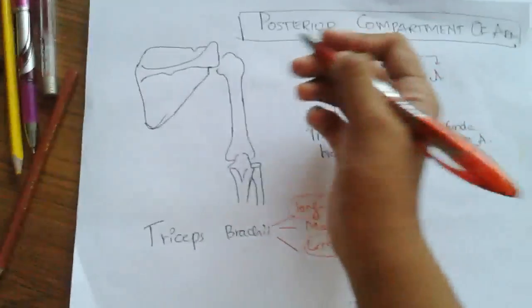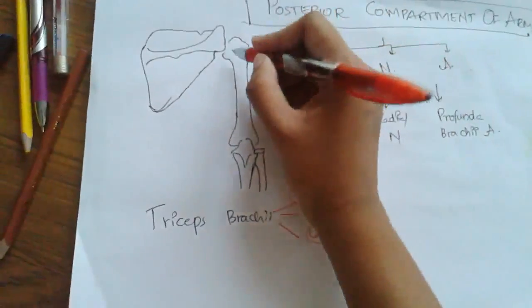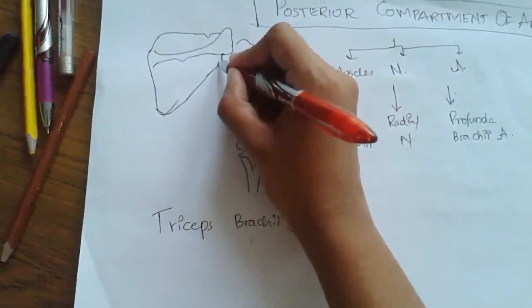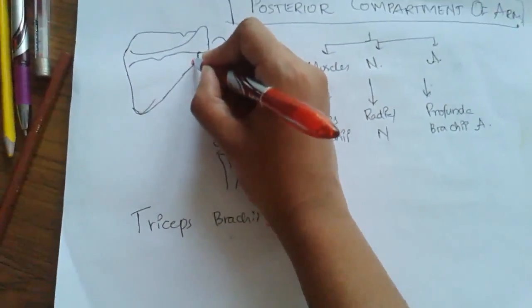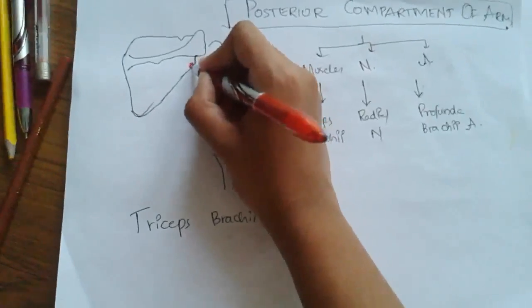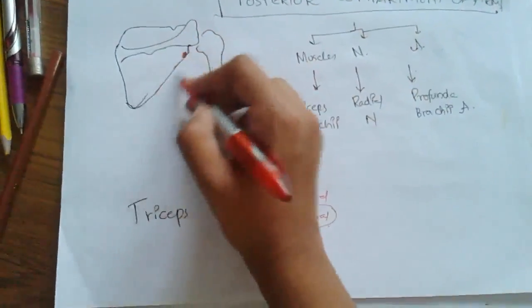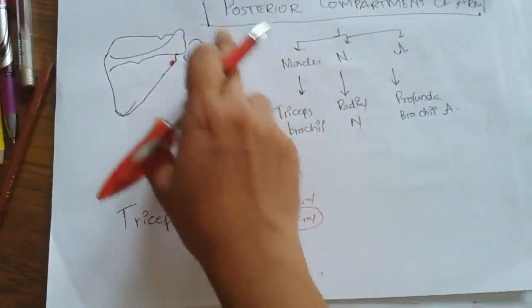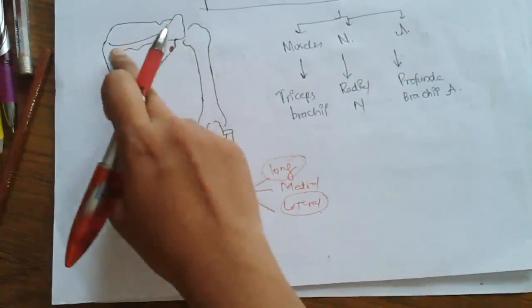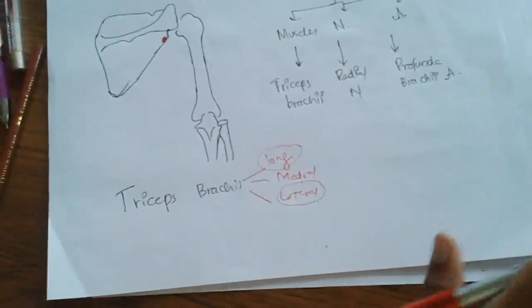So let's see what the origins are. The long head of triceps takes its origin from the infraglenoid tubercle, which is present on the scapula. This is the scapula bone, and on the scapula there is the infraglenoid tubercle. This is humerus, this is ulna, this is radius. So this is the posterior aspect, not the anterior aspect. If the spine is present, then that's definitely the posterior aspect.